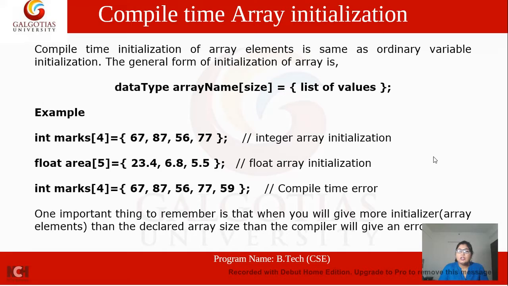Okay, so this 5 is the at most capacity. After 5 elements you cannot add any elements into it. But as you can see in the example, we have only kept 3 values, 23.4, 6.8 and 5.5. Meaning that once we have declared the size as 5 and we are initializing with only 3 values, what is present in the rest 2 blocks?